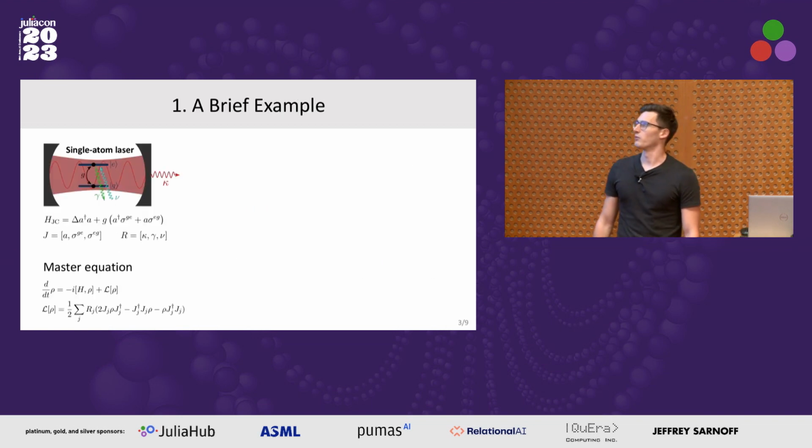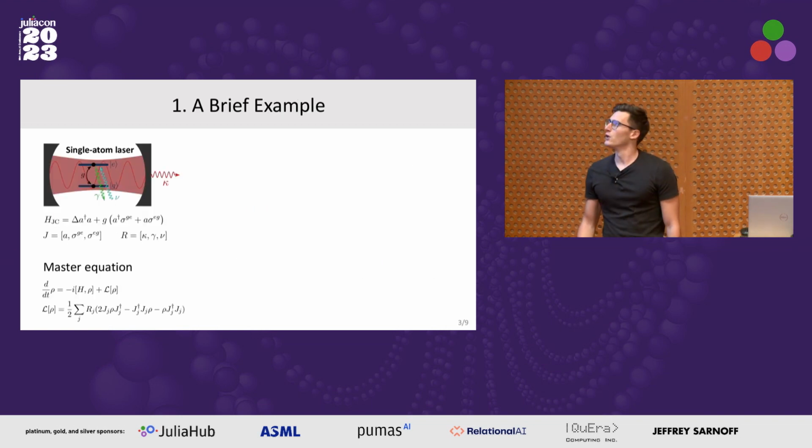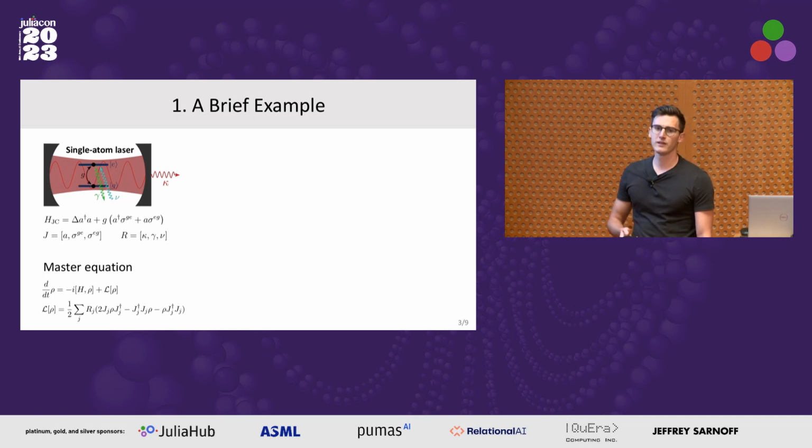Good, let me start with the brief example. So the model we consider here is just a single-atom laser. This means we have just a two-level atom which is coupled to a cavity mode. Usually we describe this by the Jaynes-Cummings Hamiltonian here. Additionally, we also have decay channels. So for example, the photons can go out through the cavity mirrors, the atom can decay, and we need to incoherently pump our two-level atom.